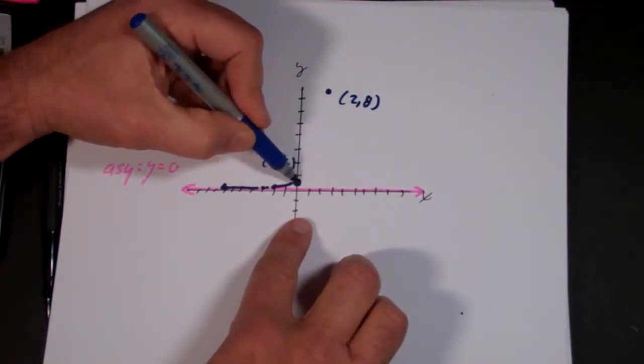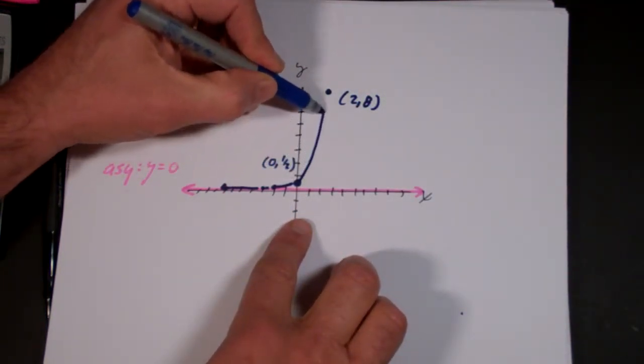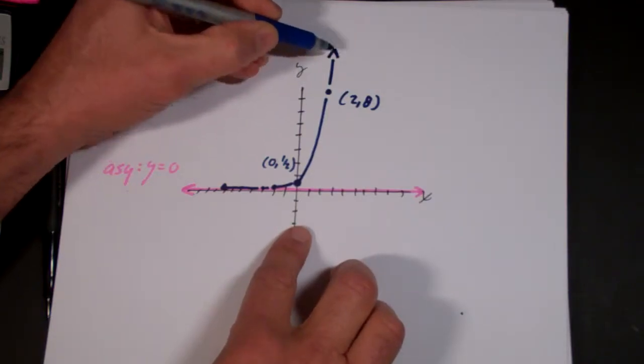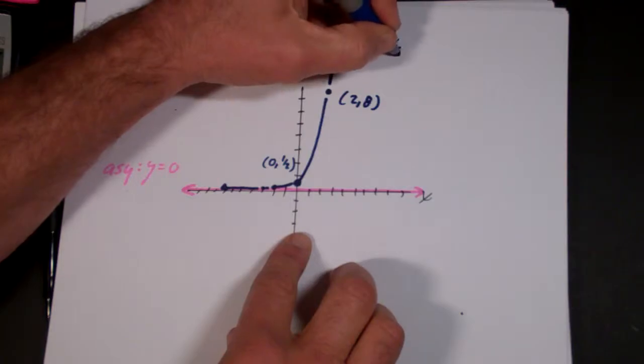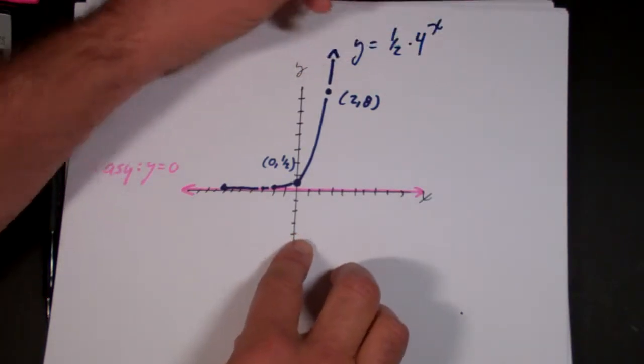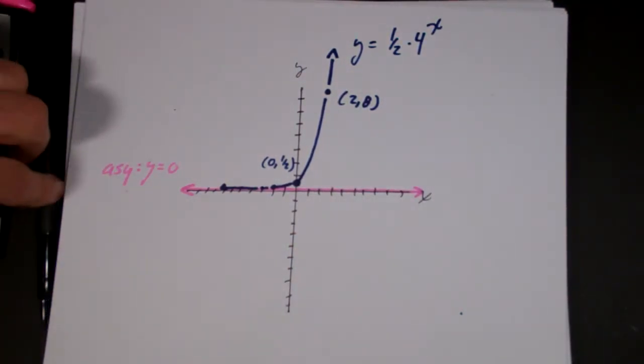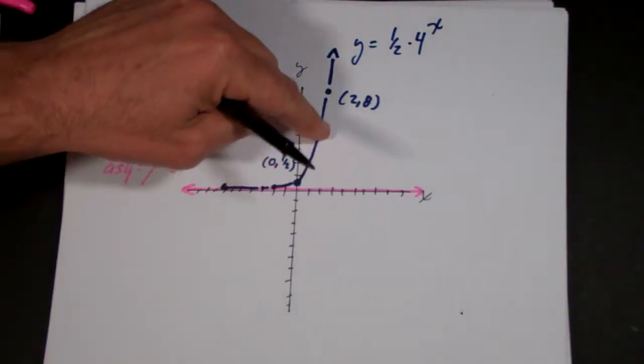And then the next point we're not going to see. So this is going to come up like this and go like this and like that. And then there's another point there. That's going to be the graph y is equal to 1/2 times 4 to the x. And that's generally going to be the case when you graph these: it's going to be really flat and then get really steep.